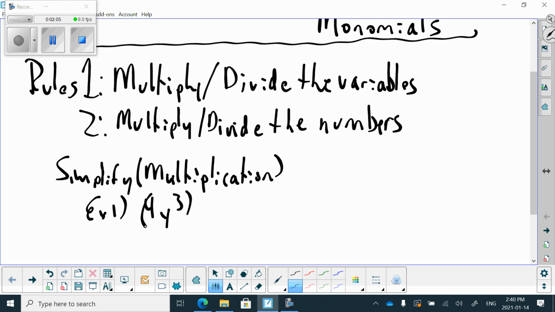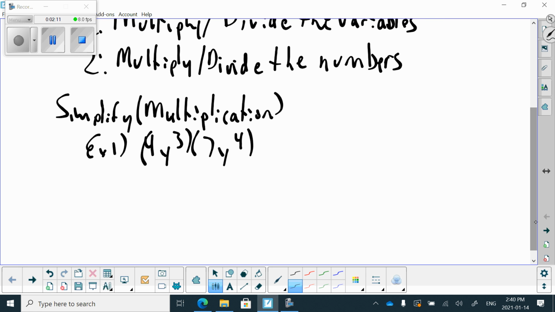Four y cubed times 7y to the fourth. And you know me, there's a step of work that I need to see. What do you think that step of work is going to look like? Or do I need to do the first one and we'll take it from there? 4y cubed times 7y to the fourth.